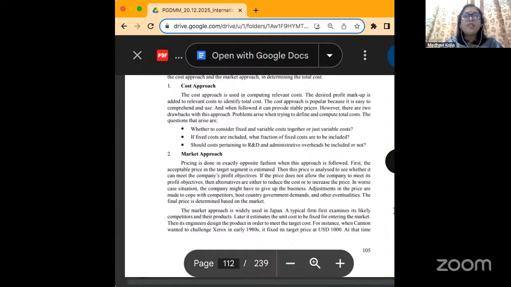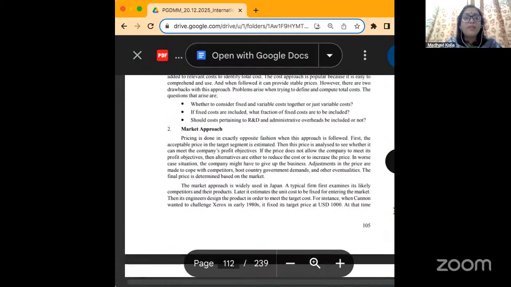Third, we should also consider costs in terms of R&D and administrative costs. So, for example, the administrative department, the suppliers who are working in the company along with the purchase or procurement department, the marketing department, the finance department, the human resource department. So there are many such departments. So we have to consider whether all these administrative costs along with the R&D or research and development costs also need to be included in the costing approach.